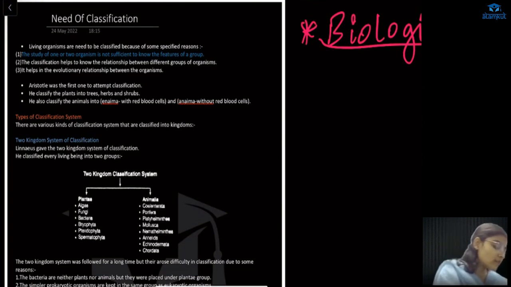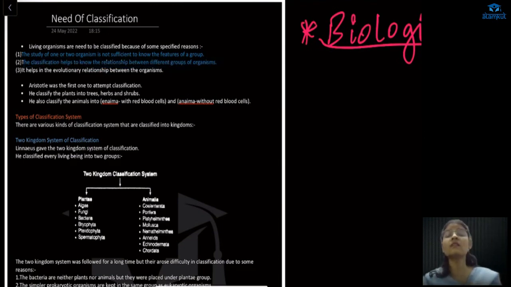Then, classification helps to know the relationship between different groups of organisms. The classification we are doing on the basis of some characteristics helps one to know about the different features and characteristics of different kinds of groups. For example, bacteria are unicellular organisms, protista are multicellular organisms, and more advanced ones like plantae or animalia are also multicellular. So groups are needed to divide these organisms and to study them in a better way.